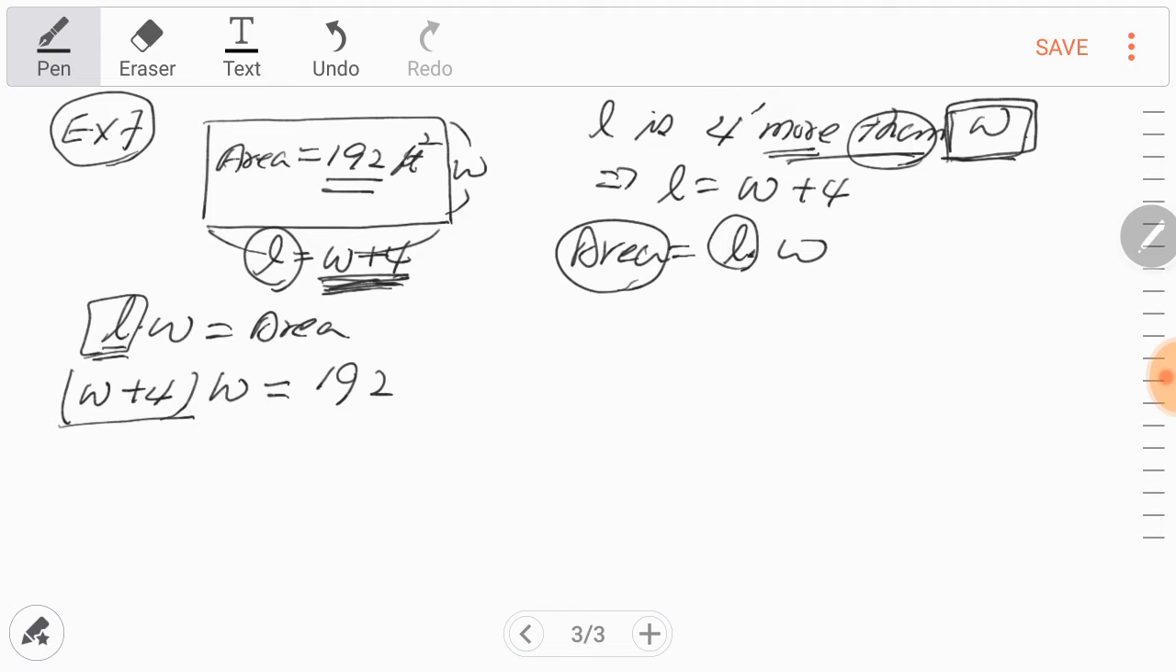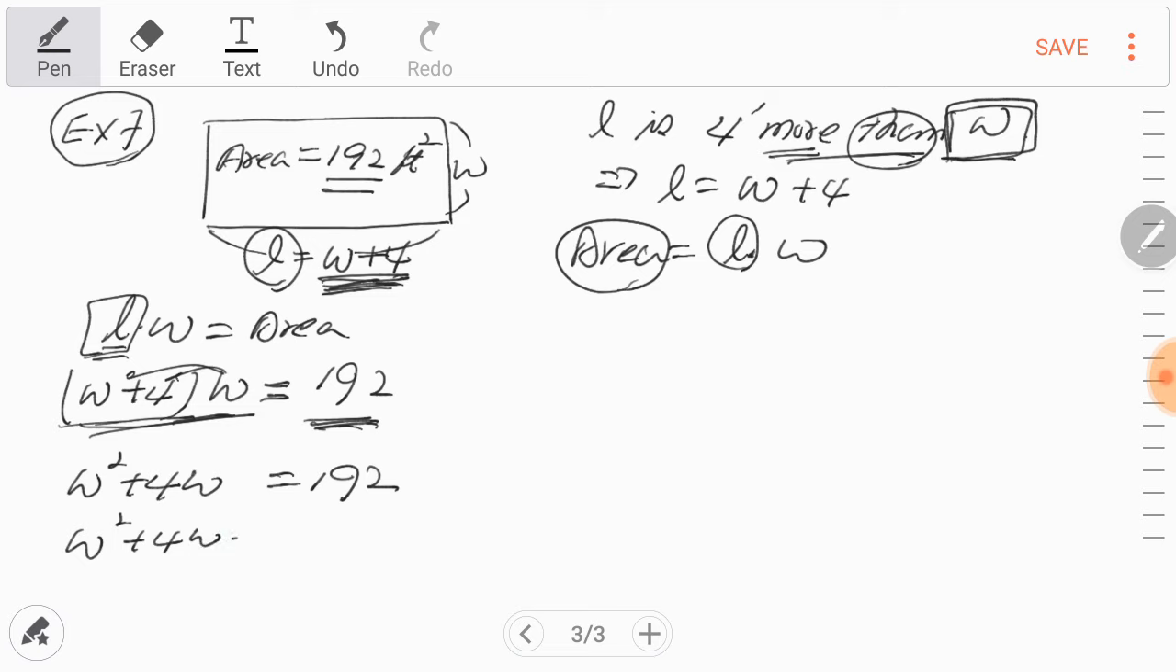So in this case, this is an equation, but one of the sides is not 0. The left side is factored, but the right side is not 0. So we have to distribute and then move all terms to one side and make sure one side of the equation is 0. So distribute the left side, then w squared plus 4w is equal to 192. And then move 192 to the left. It's equal to 0. Now we gotta factor this.